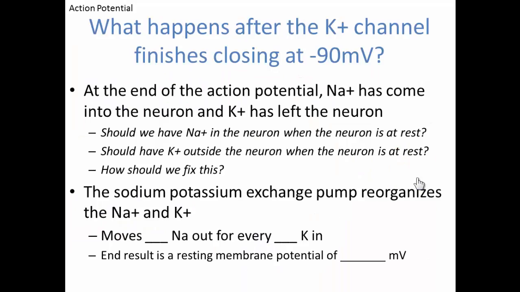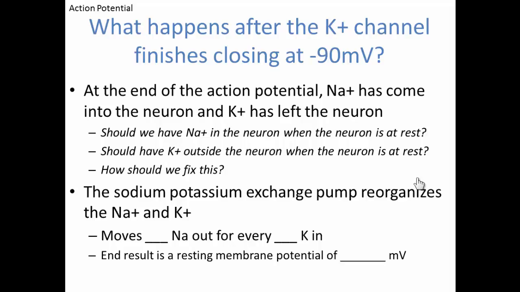What happens after the potassium channel finishes closing at negative 90 millivolts? Are we all done? We can go home? Well, at the end of the action potential, the sodium has come into the neuron and the potassium has left the neuron. Should we have sodium in the neuron when the neuron's at rest? And should we have potassium outside the neuron when the neuron is at rest? No. So the sodium and potassium, they're in the wrong places, right?